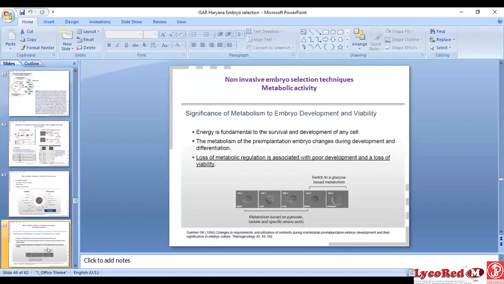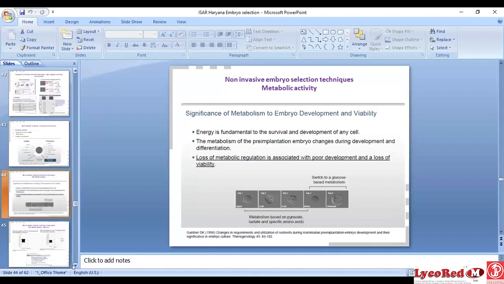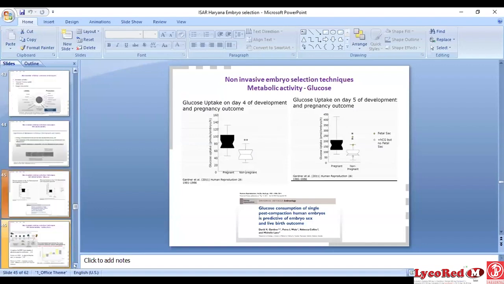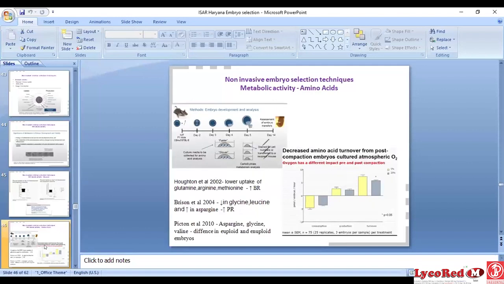So we check the glucose, and on the basis of glucose consumption, we can see which embryo is fit. These are the papers which give support that from glucose estimation or assay, one can select the embryo. Same way with the amino acids. There are many studies done in animal models and a few in human models also. Various amino acids like asparagine, glycine, or leucine have different consumption rates by the developing embryo. And if we check that, we can definitely improve the blastocyst formation rate and ultimately the pregnancy rate.